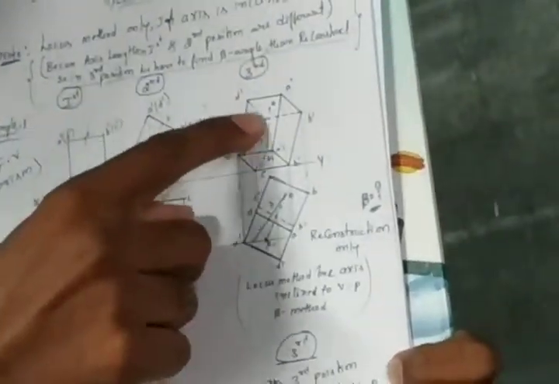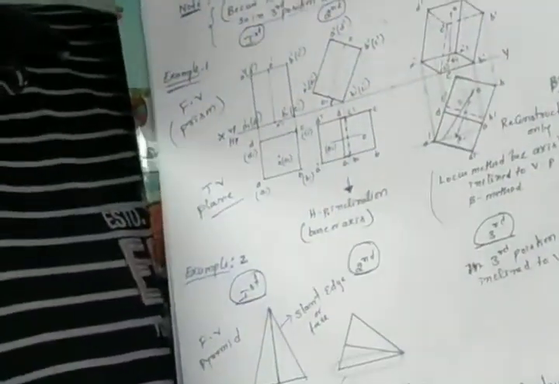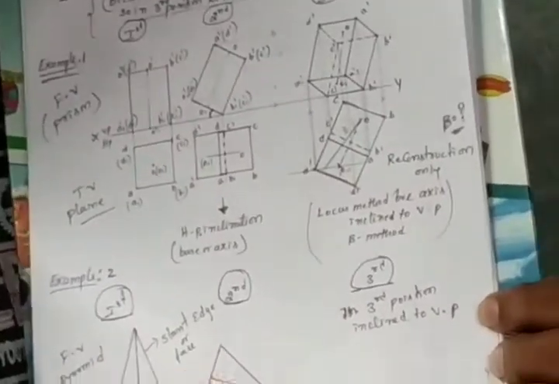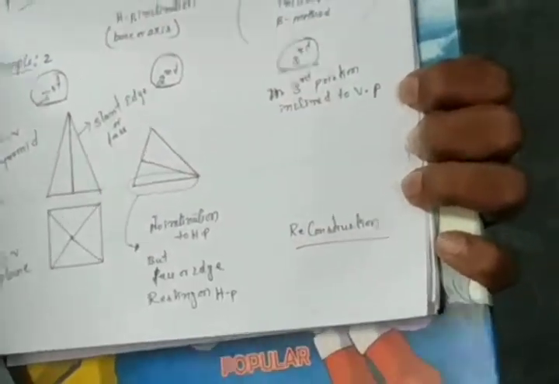Here you can observe this is the axis line, and this dotted line represents the hidden lines. So these are the three positions, and this is an example of a pyramid with an edge resting, where the inclinations are not given. With this, we'll solve some problems.